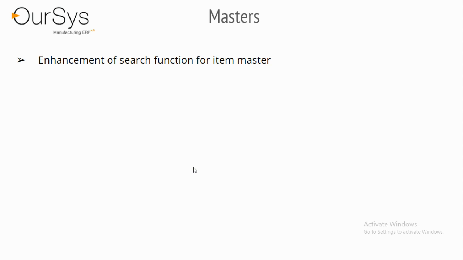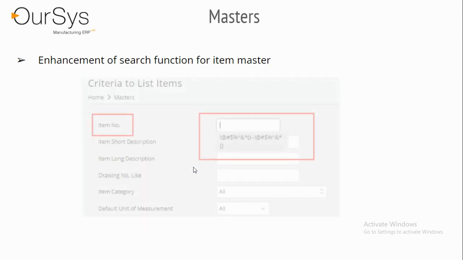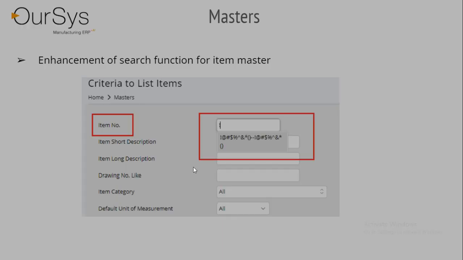Next, the search function of the item master has been improved. Initially, using special characters, we couldn't search any product in the item master. Now, in the new version, you can use special characters and search the items.